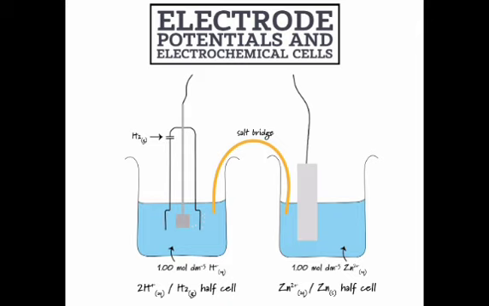Now, this cell has to be replaced once the chemicals in it are depleted. It's a primary cell, it cannot be recharged, so you just have to replace the cell.